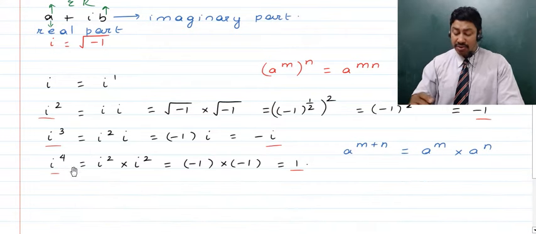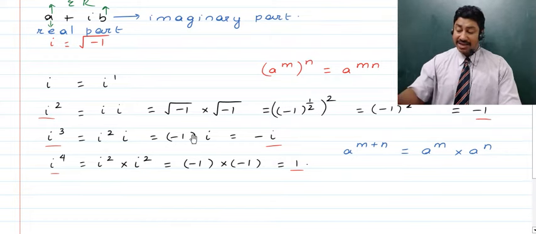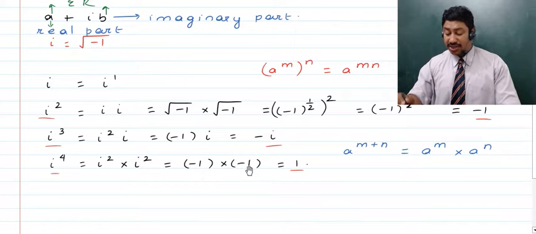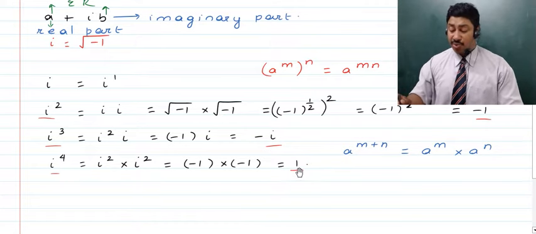Now when we talk about i raised to the power 4, that is actually i raised to the power 2 multiplied with i raised to the power 2, and we know that i raised to the power 2 has a value of minus 1. So minus 1 into minus 1 is what we get. Minus minus will become equal to plus, 1 into 1 becomes equal to 1. As such, i raised to the power 4 has a value of 1.